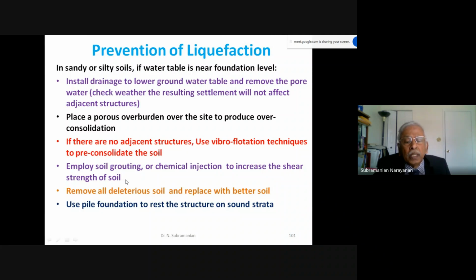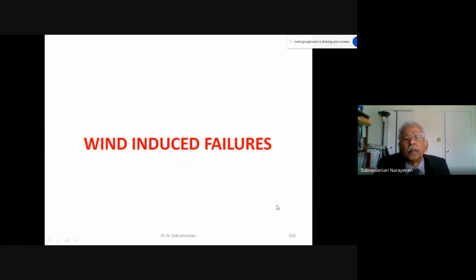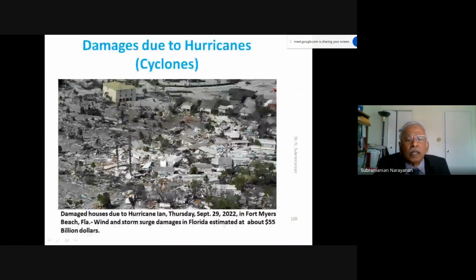Employ soil grouting or chemical injection to increase the shear strength of the soil. Remove all deleterious soil and replace it with better soil. Use a pile foundation to found the structure on a sound stratum. These are the points to prevent liquefaction. And now we will go to wind-induced failures.